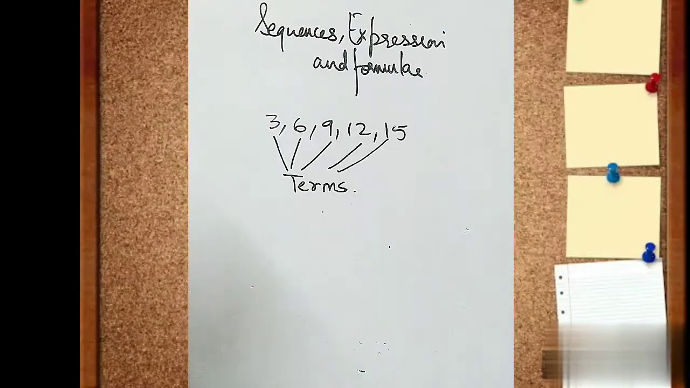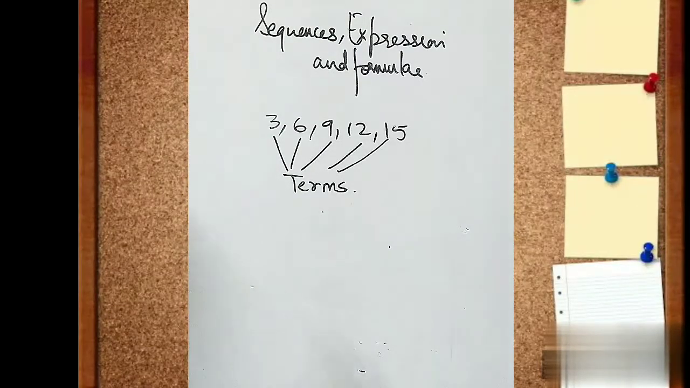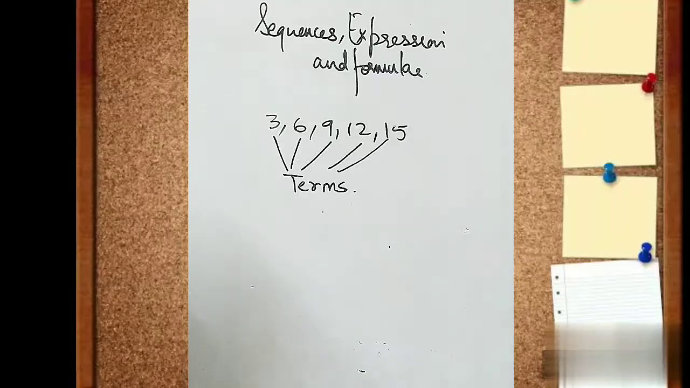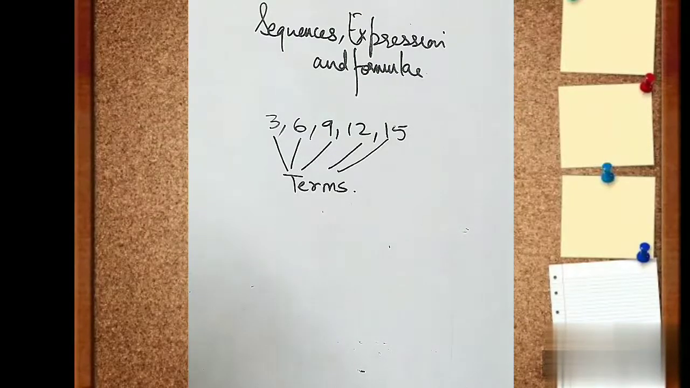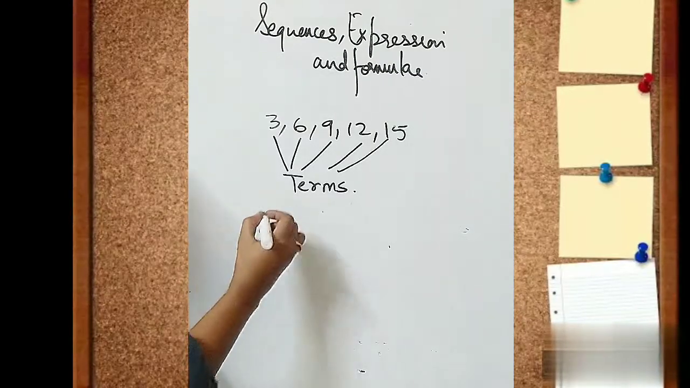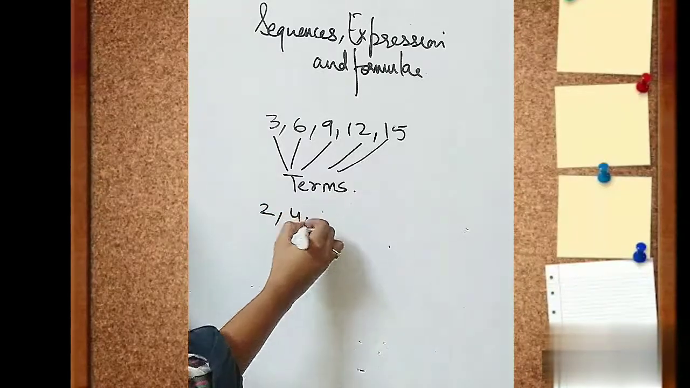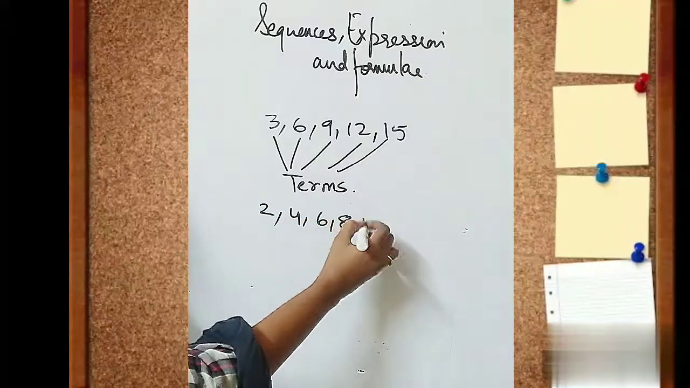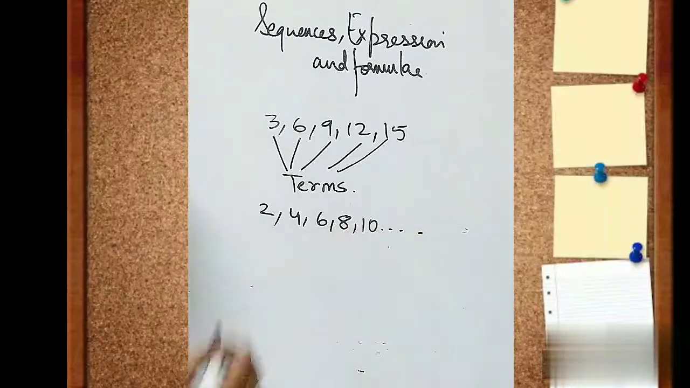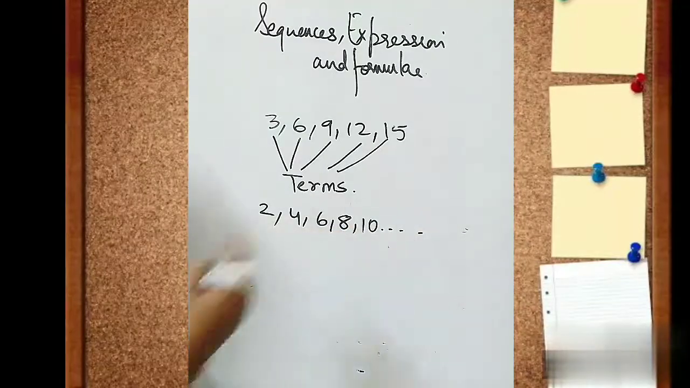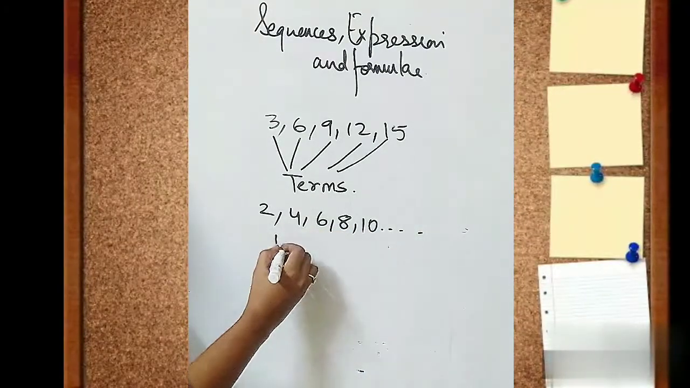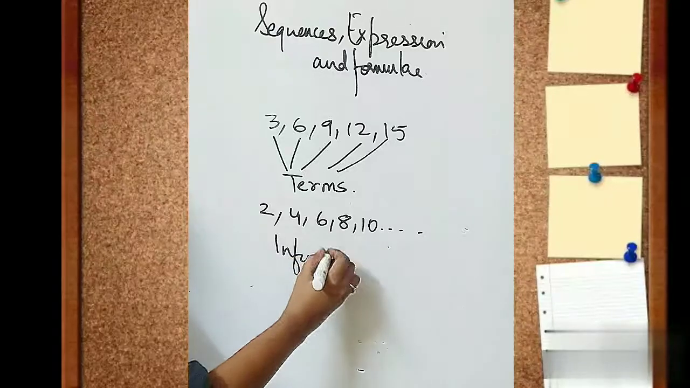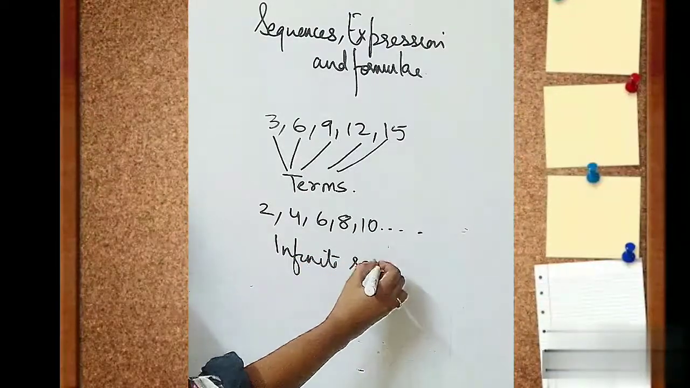Okay. Now we'll see the next type of example. We have two types of sequence. They are infinite and finite sequence. I'll show one example: 2, 4, 6, 8, 10. It goes on, students, and never ends. So I'll put a dotted line, and I'll say that it is an infinite sequence.